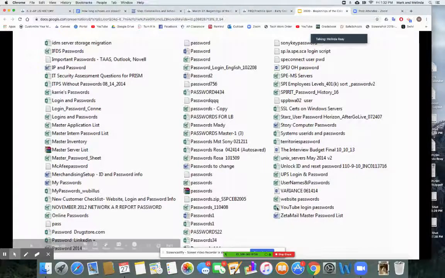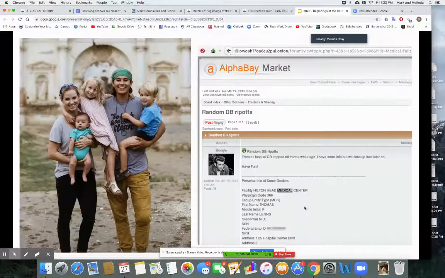You can see right here, YouTube login passwords. They ended up stealing over 500,000 login passwords to be able to get onto that as well. So what else did it reveal? You guys remember we talked about the bucket list family and how all of a sudden people found out that they were really rich? It happened from there as well.